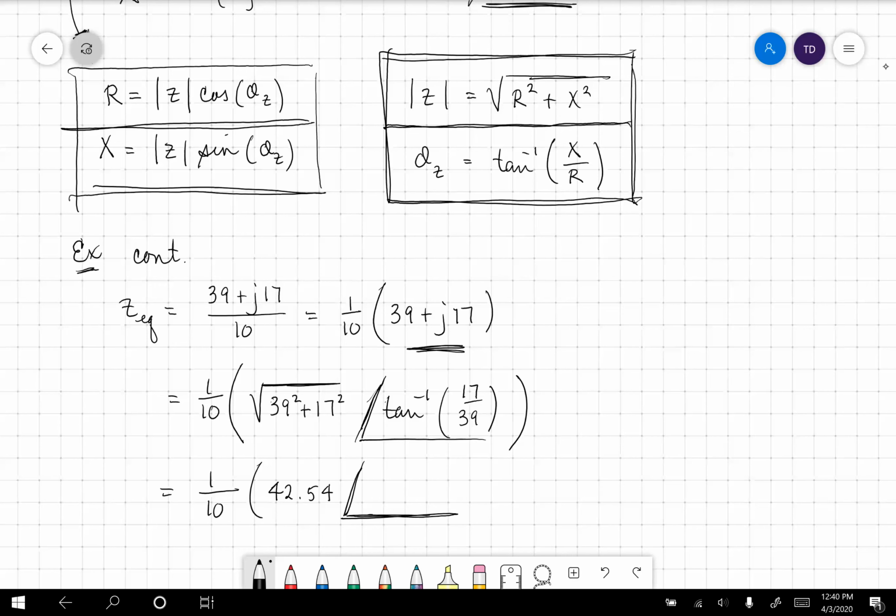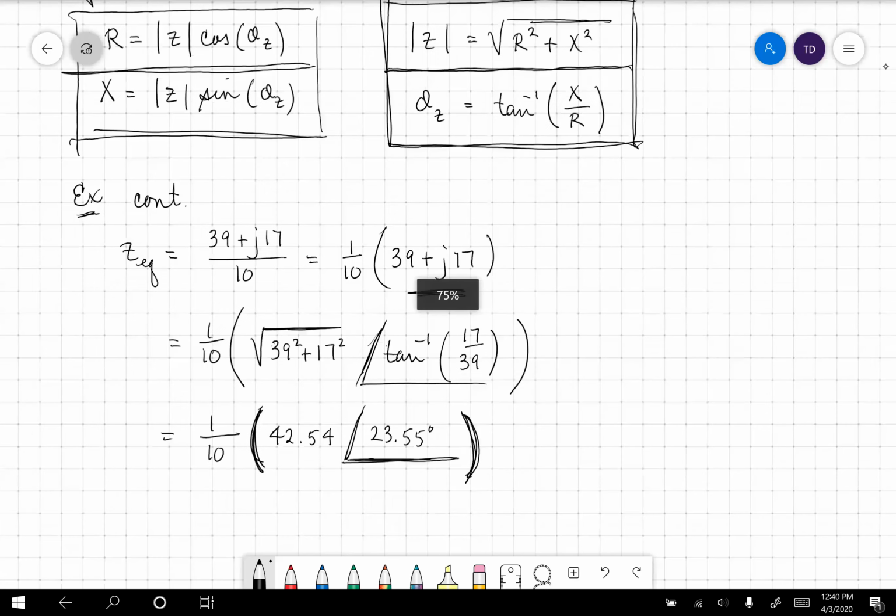And the angle is, I have the tan inverse of 17 over 39. So let's see what my tan inverse of 17 divided by 39 is. And that is 23.55 degrees. We knew it was in the first quadrant. Positive j, it was in the first quadrant.